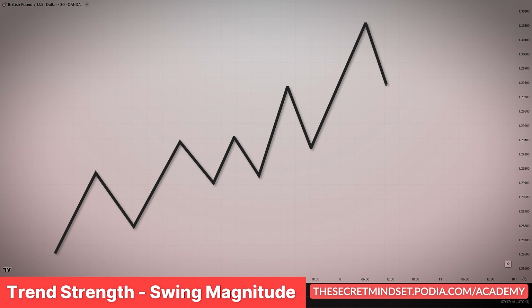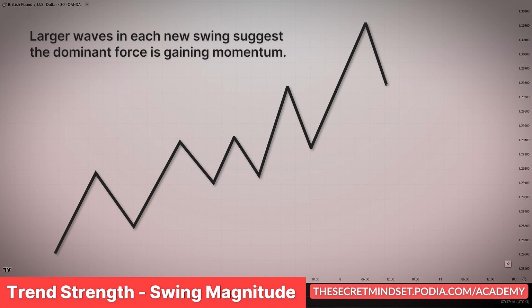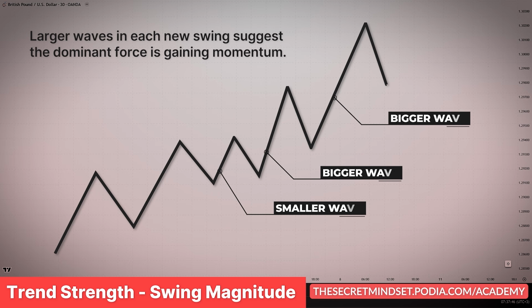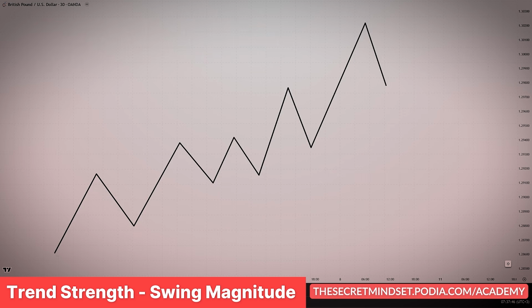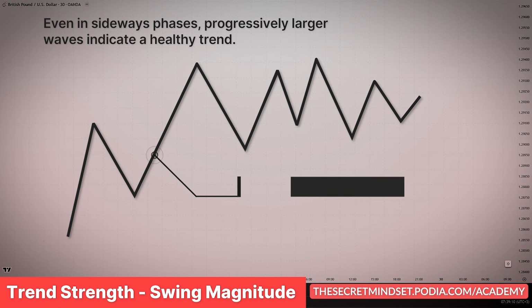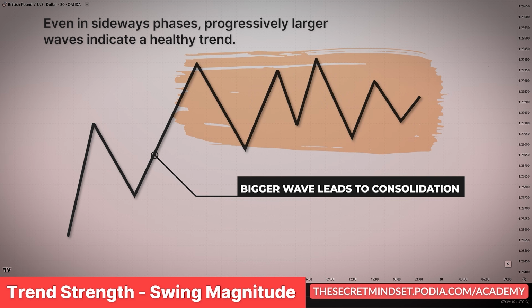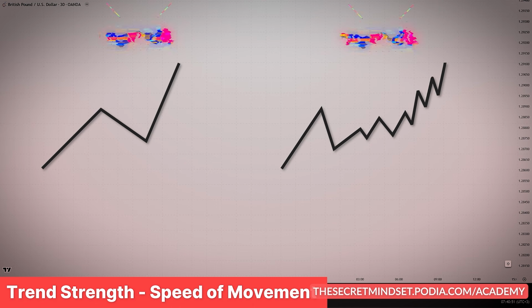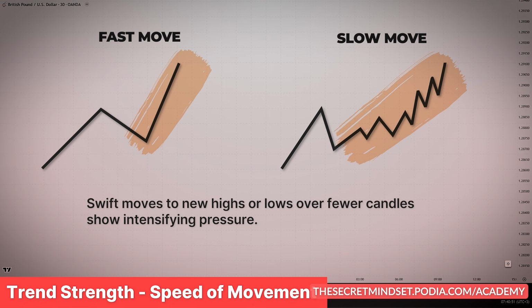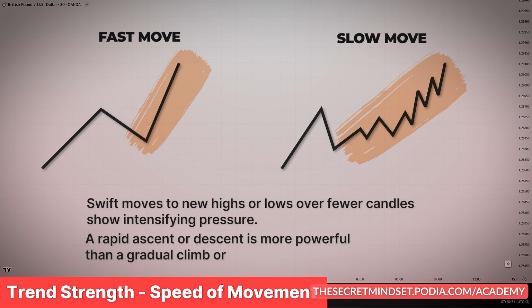Another thing to watch is how far each new swing travels. If every price leg is bigger than the last, this tells you the dominant force is gaining momentum with every cycle. The growing imbalance between supply and demand is fueling increasingly larger price movements. So even if the market has entered a sideways phase, seeing progressively larger waves suggests the current bigger trend may still be healthy. Speed matters too. A swift move to new highs or lows over fewer candles is more powerful than a gradual climb or descent. It's a sign of intensifying pressure driving the price.